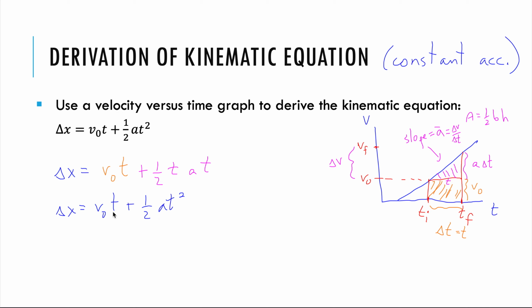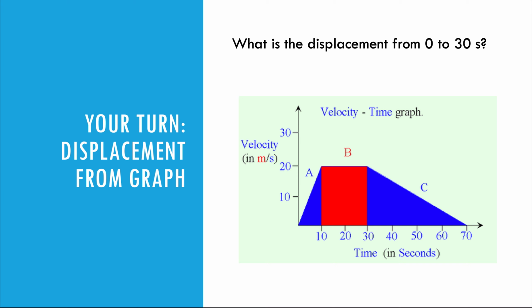So this was an exercise using some calculus, but I find it really interesting to see how the graphs can actually give us those kinematic equations. Let's do a your turn here so that you can practice. We have another velocity versus time graph, and we want to find the displacement from 0 to 30 seconds. So go ahead and pause the video and calculate the area under the curve.